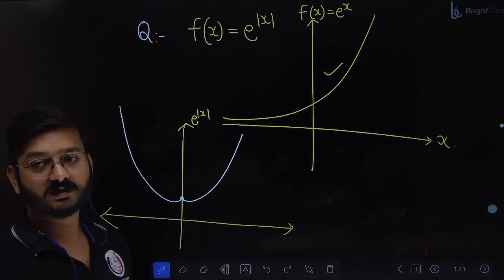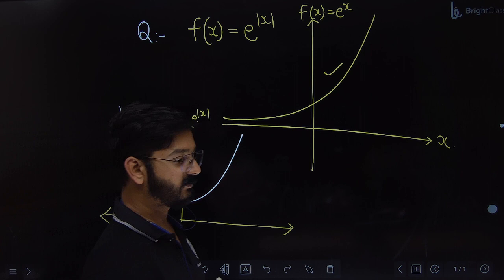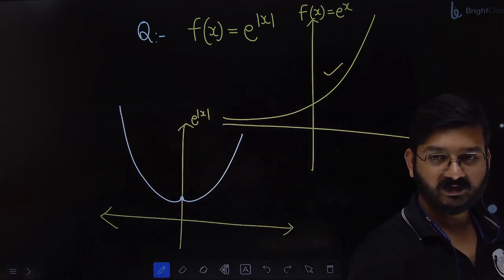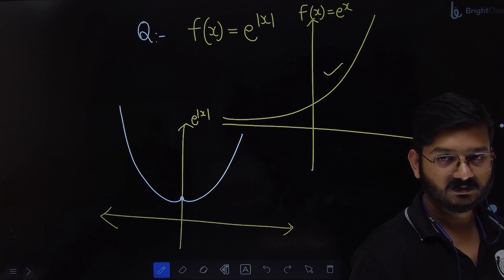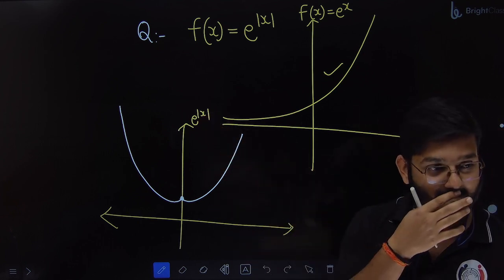Now, suppose you don't want to draw the graph. Just now we discussed that whenever there is a mod function, at the critical point, is it differentiable or not? Not differentiable. What is the critical point of this mod?